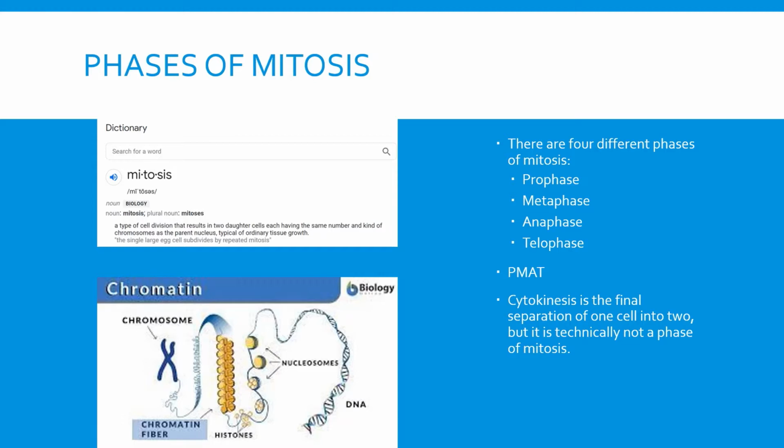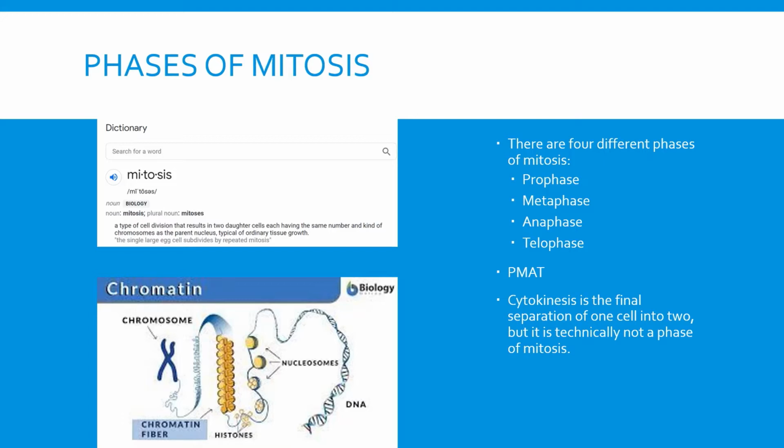It is the type of cell division that results in two daughter cells, each having the same number and kind of chromosomes as the parent nucleus, typical of ordinary tissue. So any cell that is not a sex cell is going to go through the process of mitosis, which is just cell division, so going from one cell to two cells.